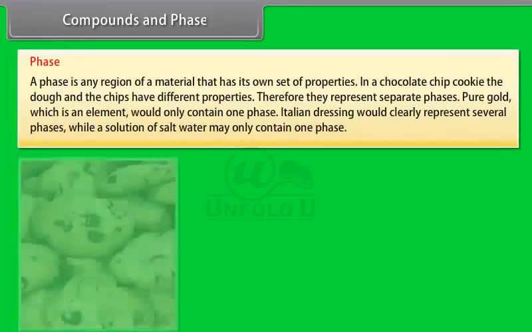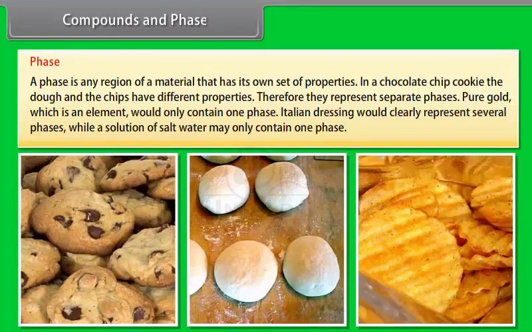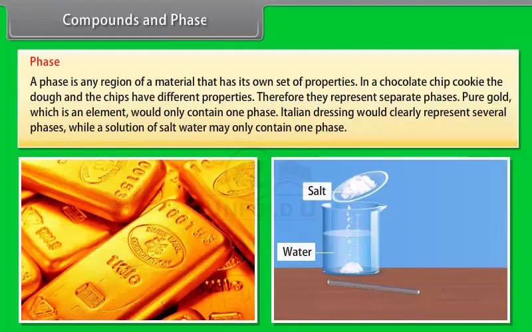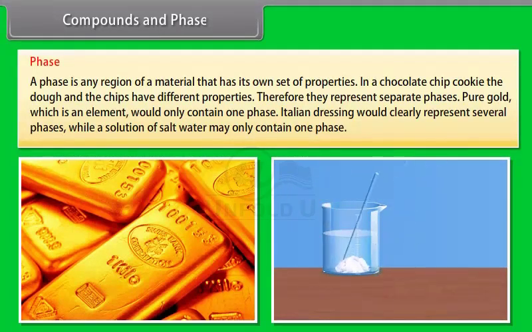Unlike elements, compounds can be decomposed or broken down by simple chemical reactions. Phase. A phase is any region of a material that has its own set of properties. In a chocolate chip cookie, the dough and the chips have different properties. Therefore, they represent separate phases. Pure gold, which is an element, would only contain one phase. Italian dressing would clearly represent several phases, while a solution of salt water may only contain one phase.